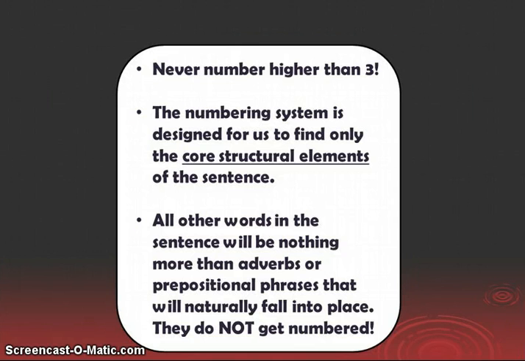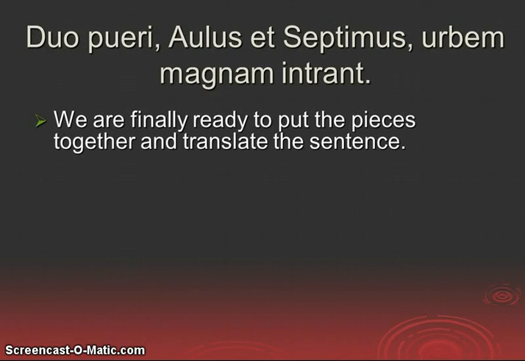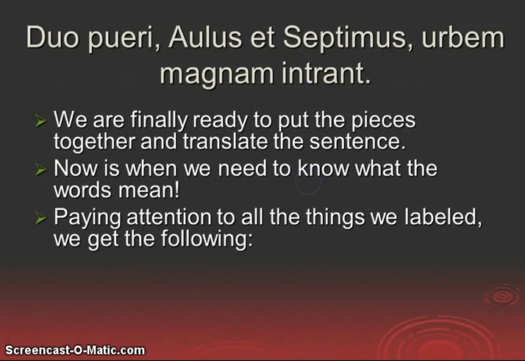There will never be more than 3 main parts of a sentence, and that's designed to help you find the core elements of the sentence. All other words in the sentence will be nothing more than adverbs, prepositional phrases, or adjectives, I suppose, which will fall into place, but they don't get numbered. Now, let's see what this sentence means. We're ready to translate. Pay attention to all the things we labeled.